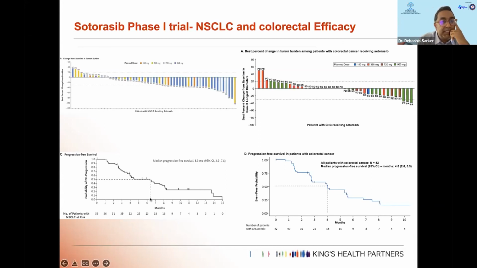I'm not so keen on these progression-free survival curves. Again, these are non-randomized, so you can't really have an idea of the context here, but for what it's worth, they have given the median progression-free survivals in these Kaplan-Meier curves: 6.3 months for the non-small cell lung cancer group, and 4 months for the colorectal group.